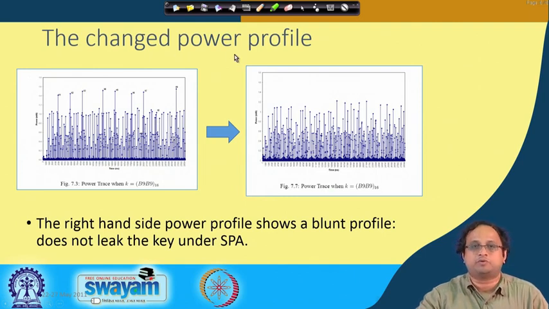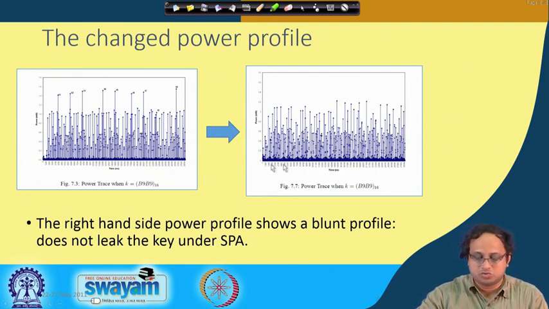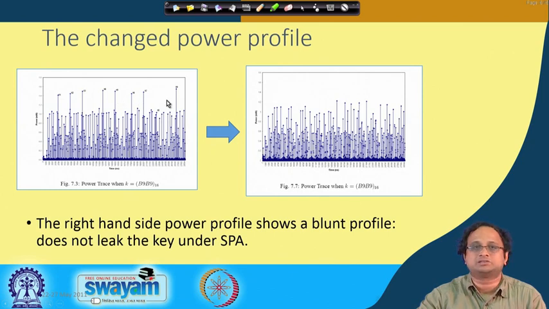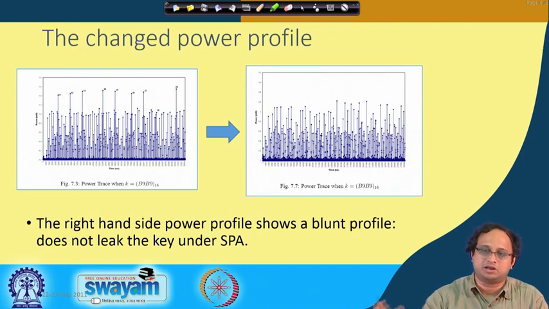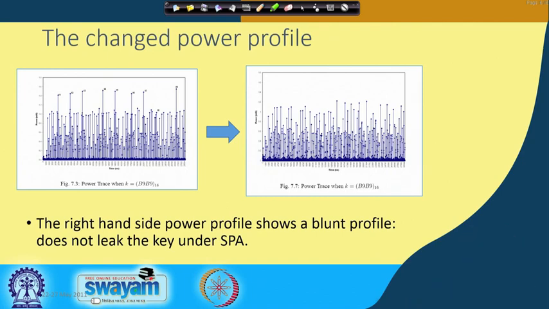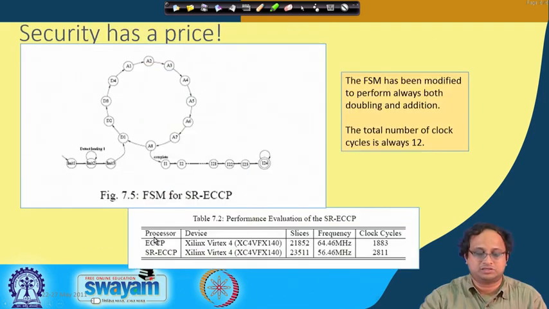But at the same time, if you observe the power profile with this change, you will see that those clearly distinct spikes are now not present. You will see that you get an addition at every time instance, and therefore even if I change the key, the pattern will look roughly the same. So at least to the visible eye, you will not be able to easily demarcate and see that there is a dependence. Therefore, the right hand side power profile shows a blunt profile, and it is more resistant against simple power attacks. What is the price that you pay?